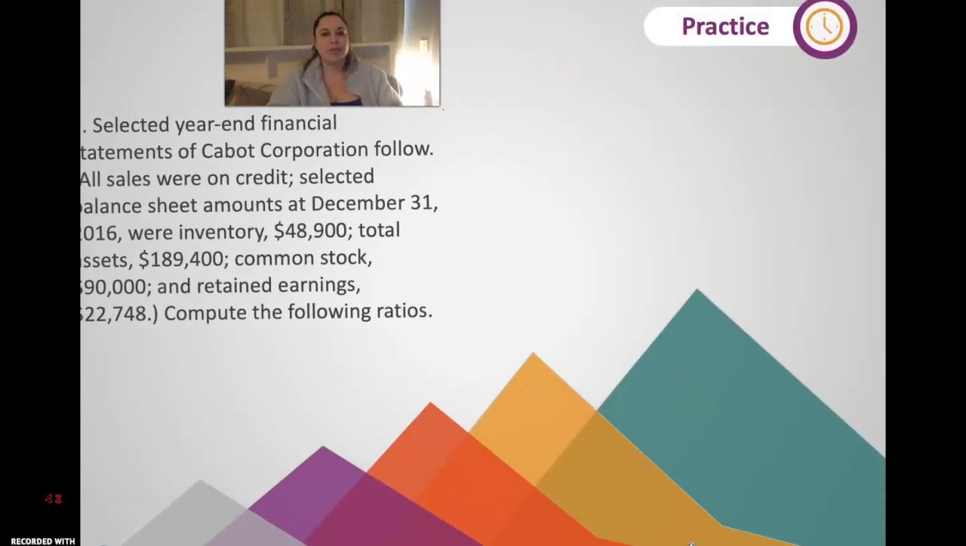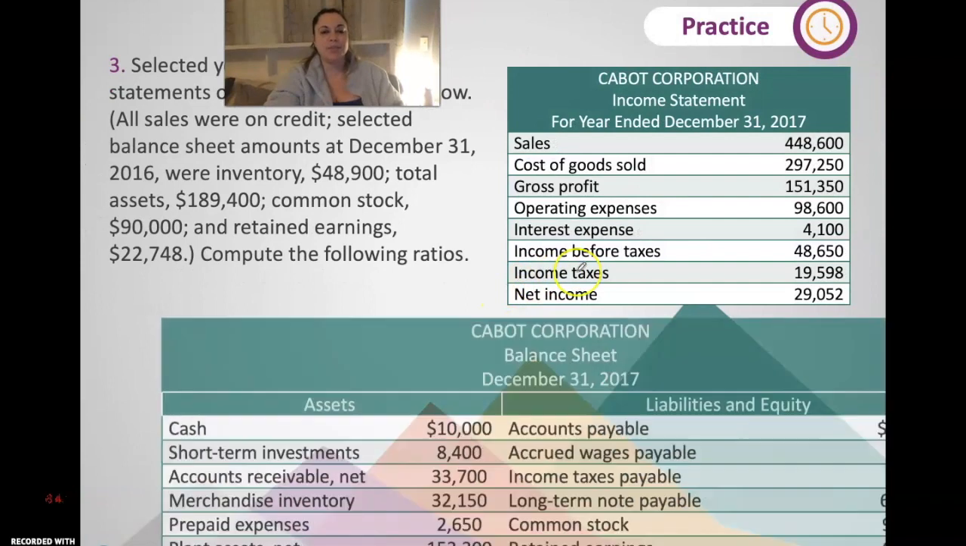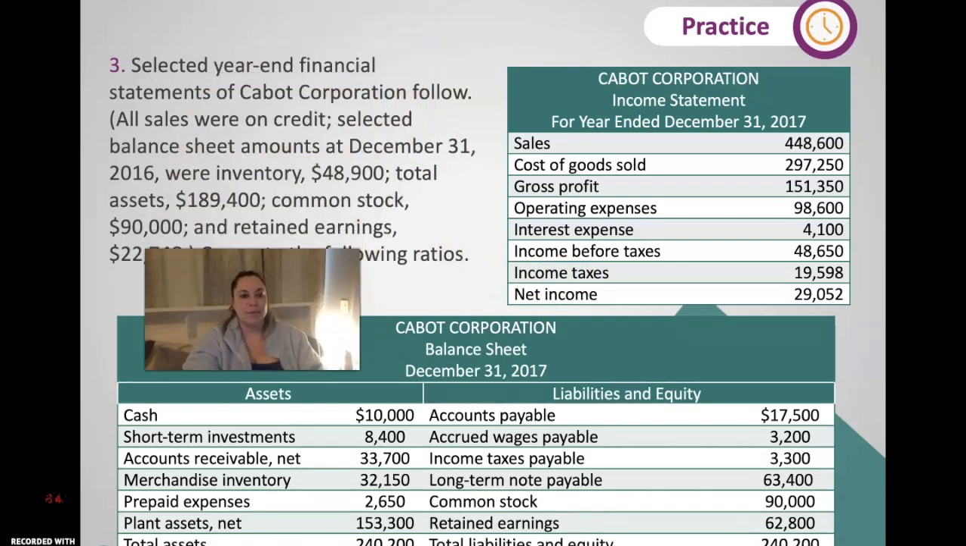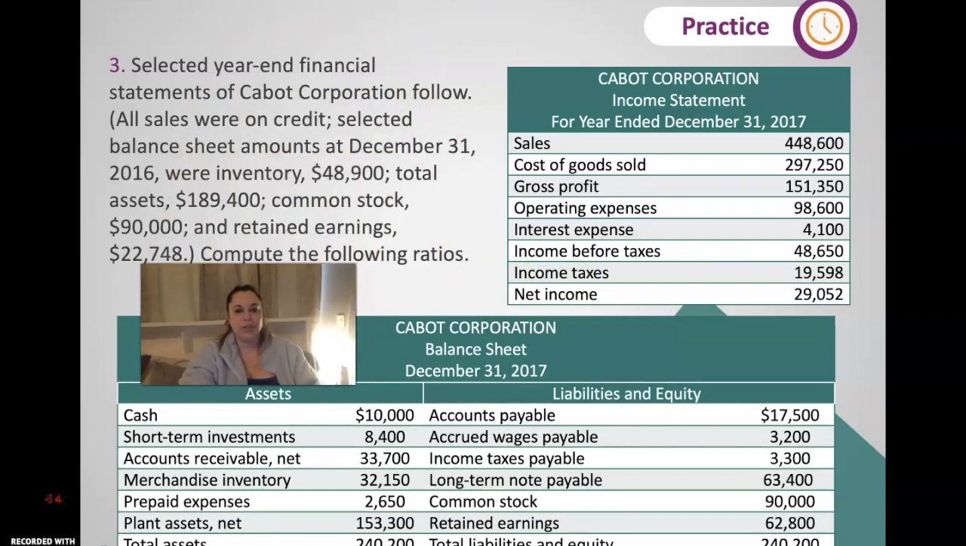Okay, so now we're going to be working on the practice problems. This is the third and last one on your handout. So we're going to be doing this together. If you could just follow along, that would be really helpful. Then you can gauge whether you are understanding how to do this and you're able to use a calculator correctly.